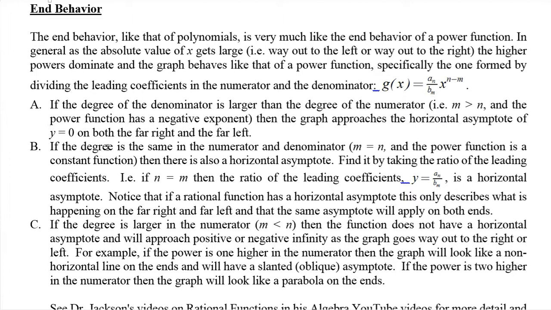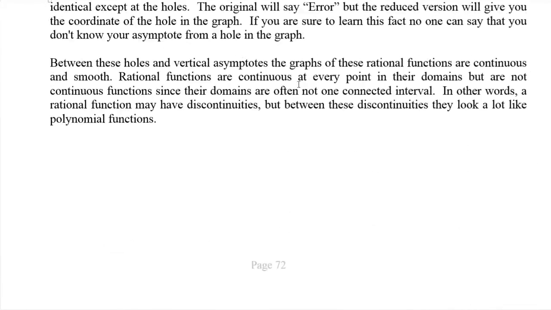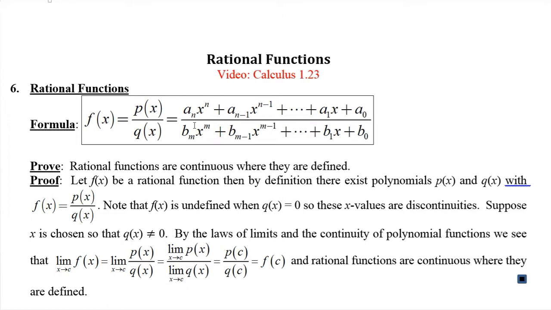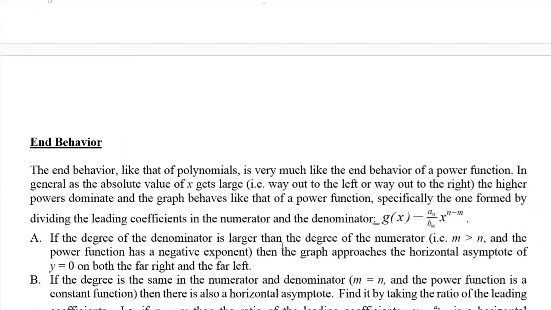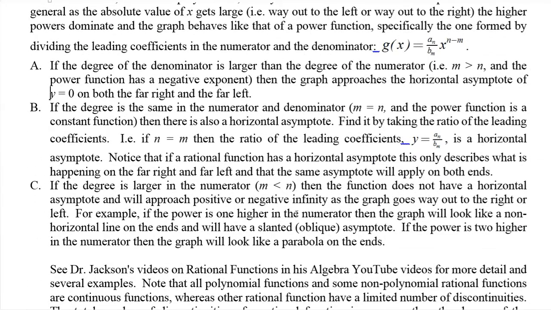Now, if the degree is the same in the numerator and denominator, where m equals n, then this becomes x to the 0, which is just 1, for x bigger than 0. And so what you get is a constant function, which is the ratio of those leading coefficients, and that becomes the value of your horizontal asymptote. So, for example, if the first term in the top was 5x squared and the first term in the bottom was 2x squared, then the whole thing would go to y equals 5 halves, would be the limit as x goes to infinity and the limit as x goes to negative infinity. And so that's a horizontal asymptote.